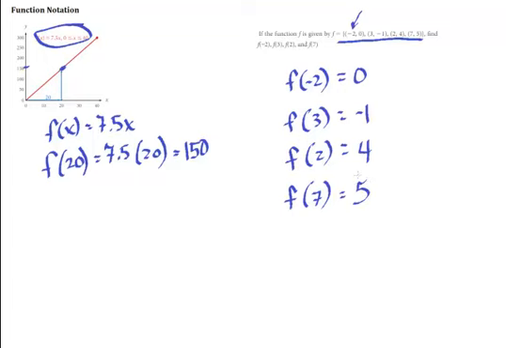Different ways to work with function notation. And it, like I said, is very notational, so if you have any trouble with it, be sure and send me an email. Be glad to hear from you and help you through any of these if you're having trouble.